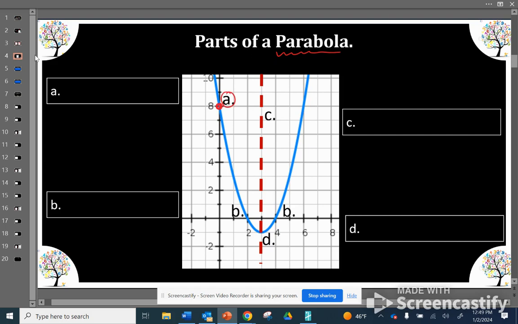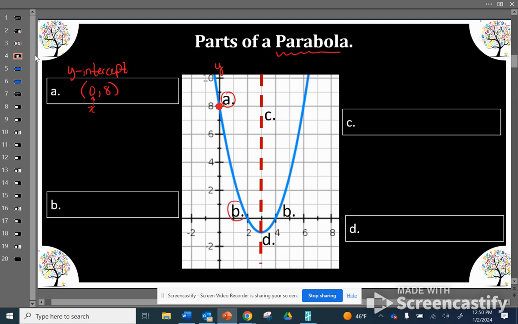And this is where our graph, our parabola, crosses the y-axis. So this is the y-intercept, and we're going to write that as an ordered pair. The y-intercept, again, is a point, and we write a point on the coordinate plane as a coordinate x comma y. So this is 0 comma 8. All y-intercepts are when the x value is 0.